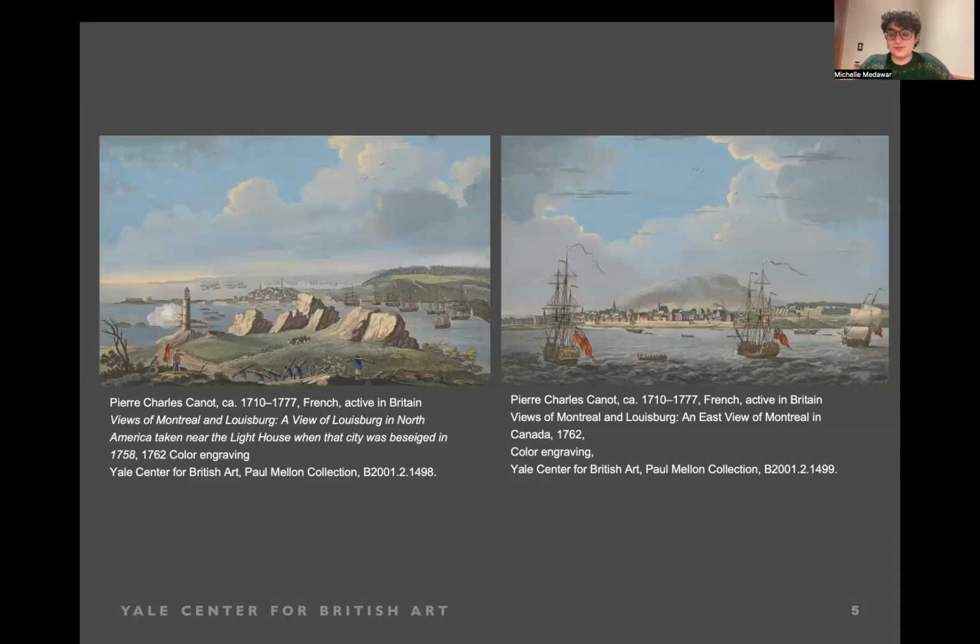These were made in 1762, which of course was immediately after the conquest. And we can imagine that in the French imagination, this is really seen as a loss. This is seen as, oh, our people spent centuries building up these settlements and now they're not ours anymore. And so you can see how the French would be really keen to establish their presence, especially in spite of the British trying to erase their existence.